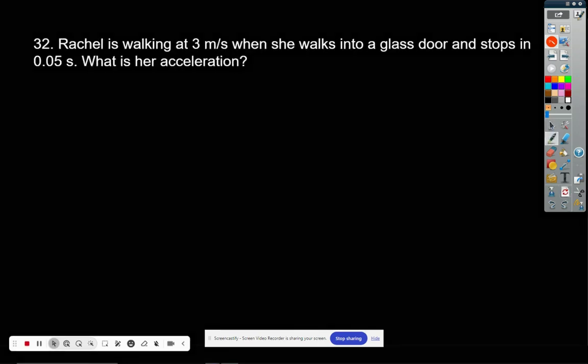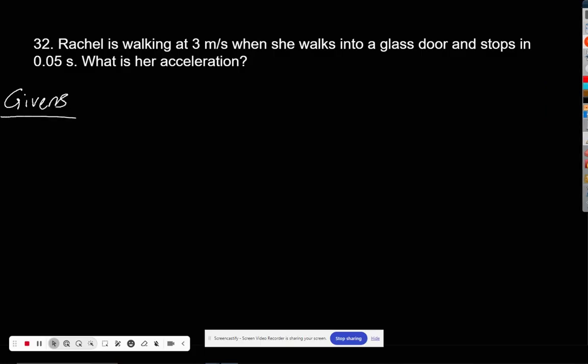Next up, 32. Rachel is walking at 3 meters per second when she walks into a glass door and stops in 0.05 seconds. What's her acceleration? Starting with the givens, always a good place to start. So she was already walking at 3 meters per second. That's her initial velocity. Then it says she walks into a glass door and stops. So her final velocity is going to be 0. She stopped in a really short amount of time. There's our time. And we're looking for acceleration.